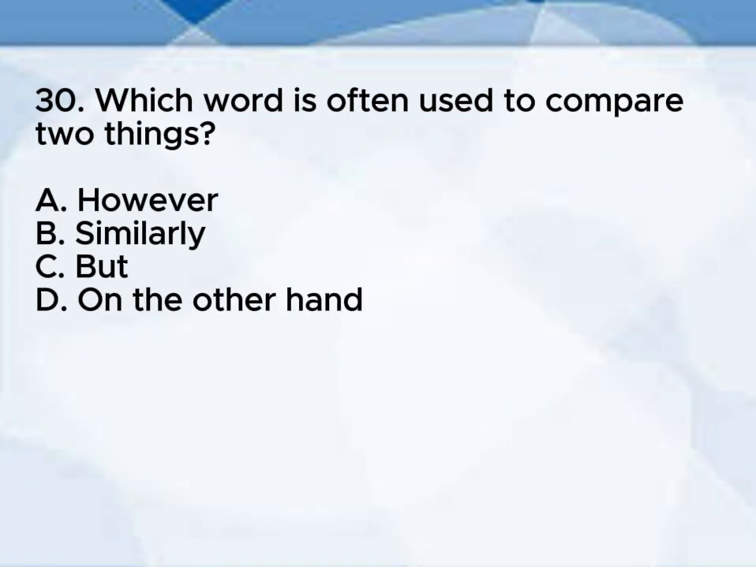Which word is often used to compare two things? A. However. B. Similarly. C. But. D. On the other hand.